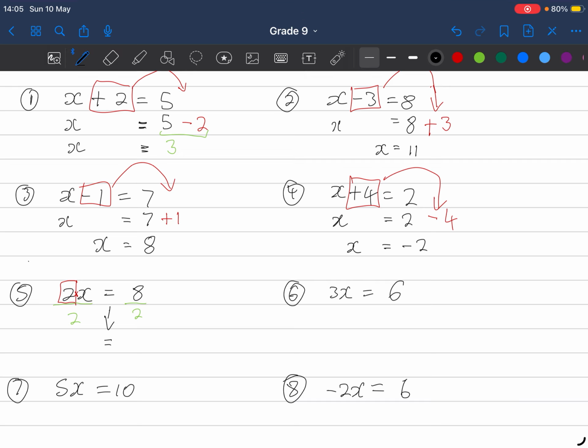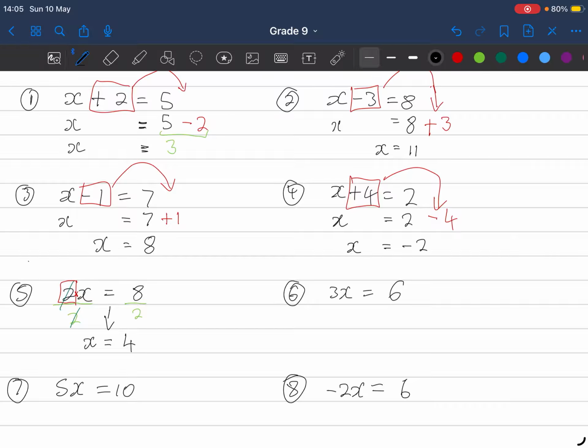And then I have a look now. So what happens on my left hand side? Well, the 2's cancel. I'm left with x. So that was the whole point, to get x alone. So I did it by dividing by the coefficient. And on the right hand side, 8 divided by 2 is 4. Alright, pause the video, try the rest.